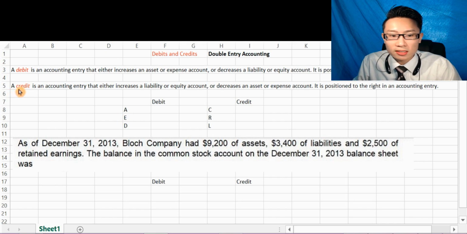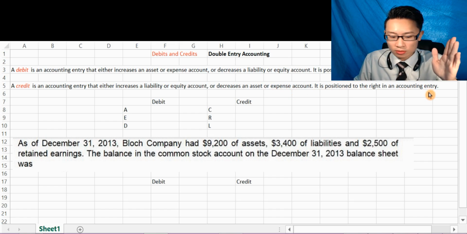Whereas a credit is an accounting entry that either increases a liability or equity account or decreases an asset or expense account. It is positioned to the right of an accounting entry. So the right is here, this one, which is my left.